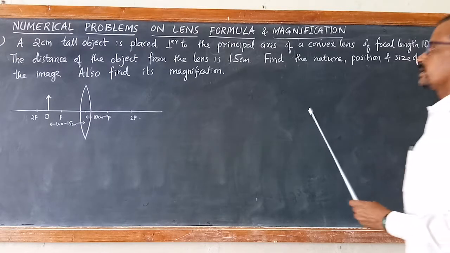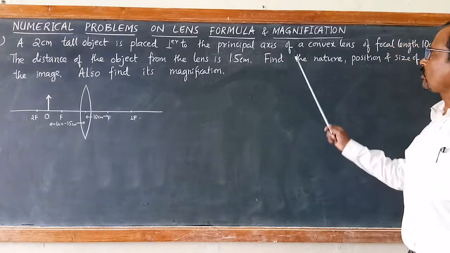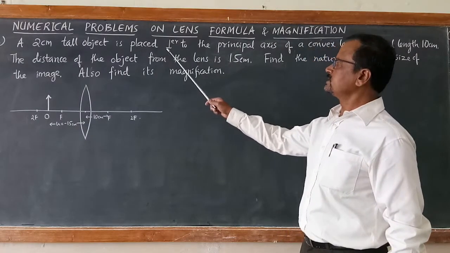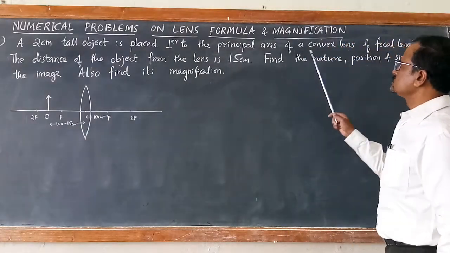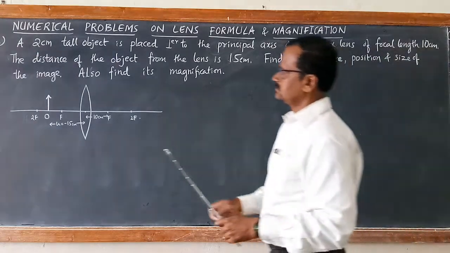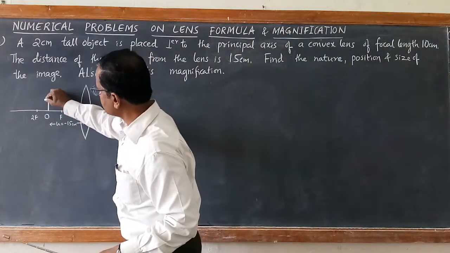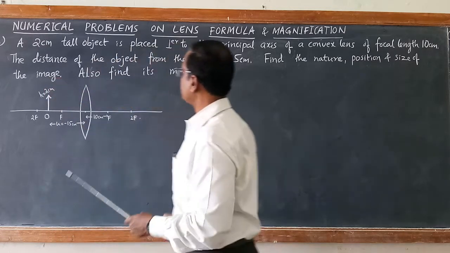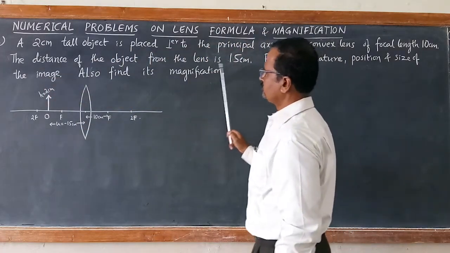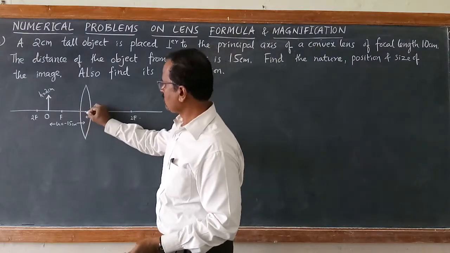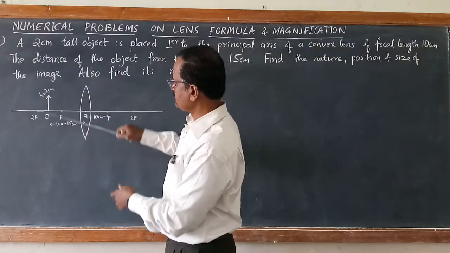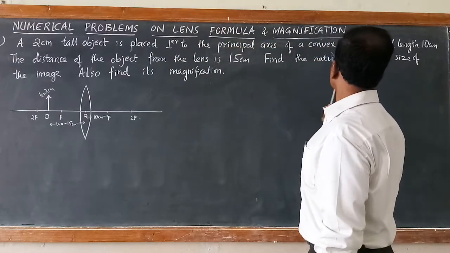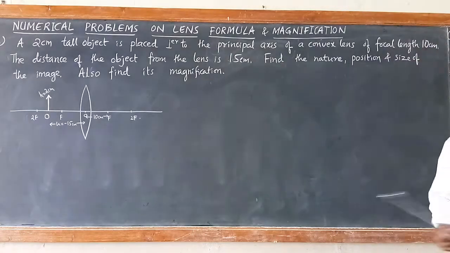Okay, now let us quickly look into a problem on a convex lens. A 2 cm tall object is placed perpendicular to the principal axis of a convex lens. This is the height of the object, h is equal to 2 cm. It is placed at a distance of 15 cm from the convex lens. So I have taken u as 15 cm, the object distance. And the focal length of the convex lens is 10 cm.